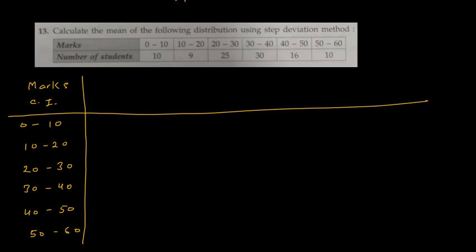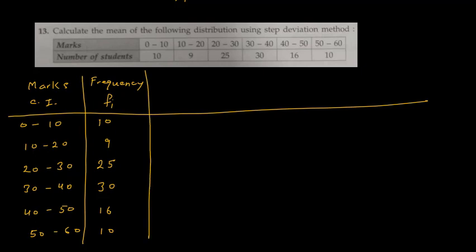Then we have the frequency, fi. So the frequency we have is 10, 9, 25, 30, 16, 10. Then the next column is your mid value.